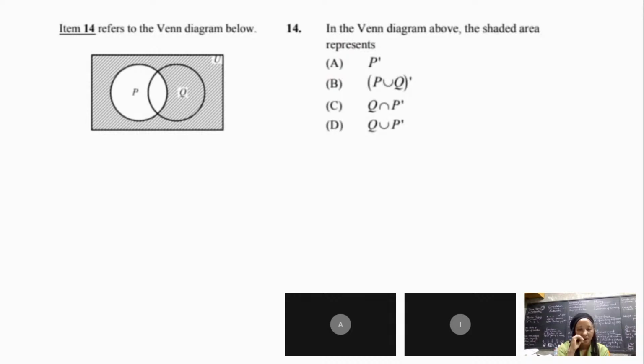All right, Asar. Yes, miss. Can you do number 14, please?